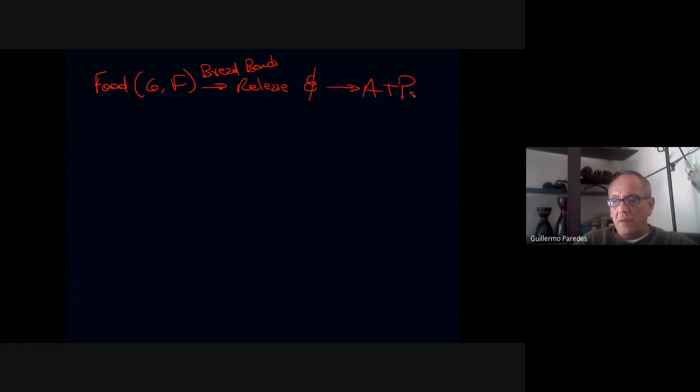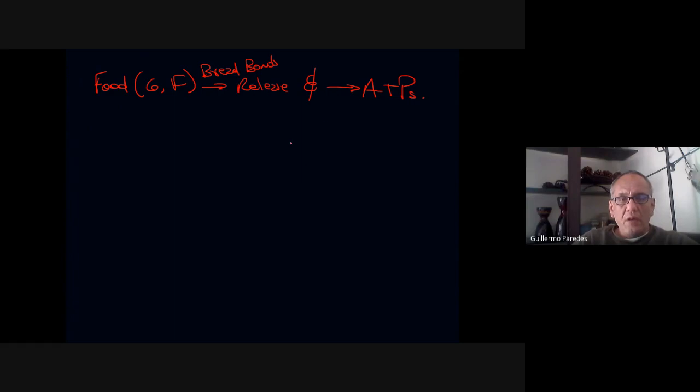Okay, perfect. So we have the food here, with elements like glucose and fat. They are going to break the bonds, and that is going to release energy. This energy is what is going to produce the ATPs. ATPs. We okay with that?